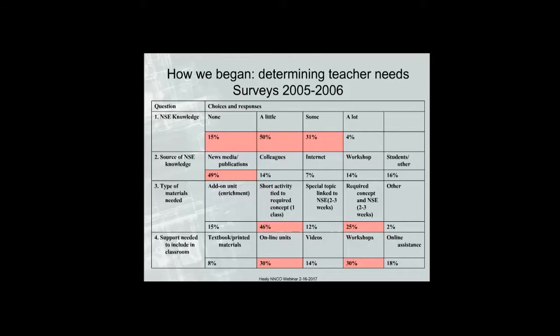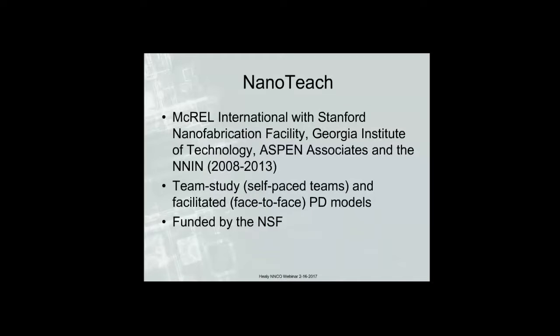We did these surveys through 2010, and the results varied very little. So that's how we decided we would do our teacher workshops based on what the needs were. The other project that we were involved in was called NanoTeach, which ran from 2008 to 2013, and it was a research project to determine the best way of getting teachers to learn about nano and how to incorporate it into their curriculum.